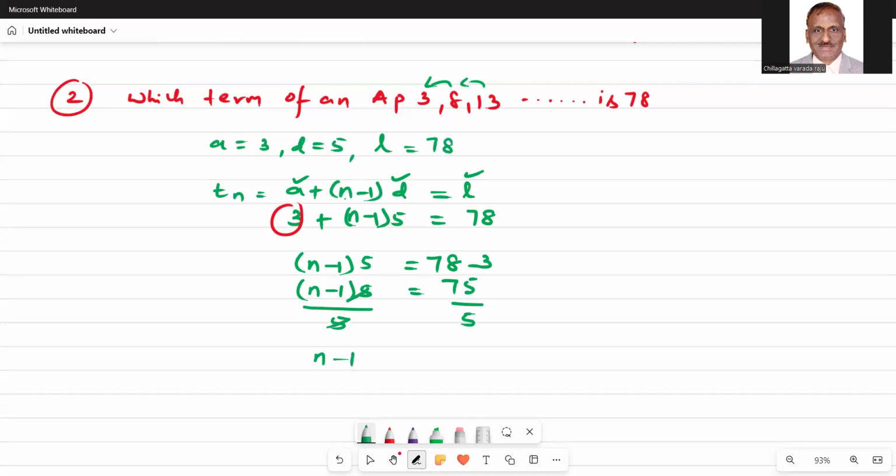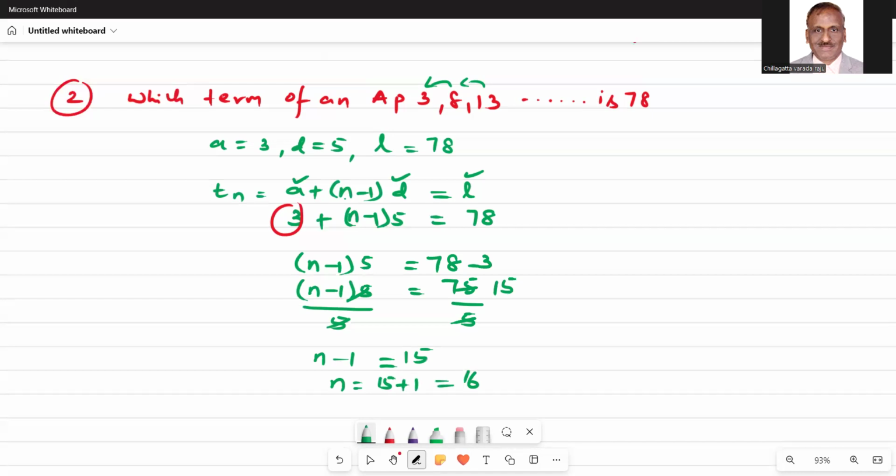What we got? n minus 1 equals 5 divides 25 how many times? 75 how many times? 5 ones are 5, 5 threes are 15, 5 fifteens are 75, no? So n minus 1 is equal to 15. So n is equal to 15 plus 1, which is 16.